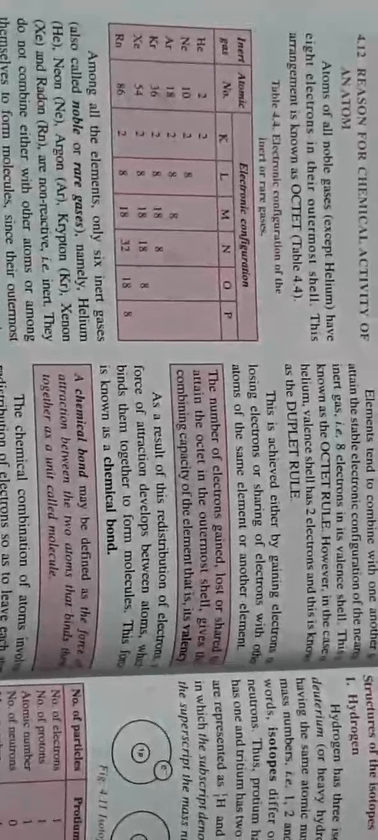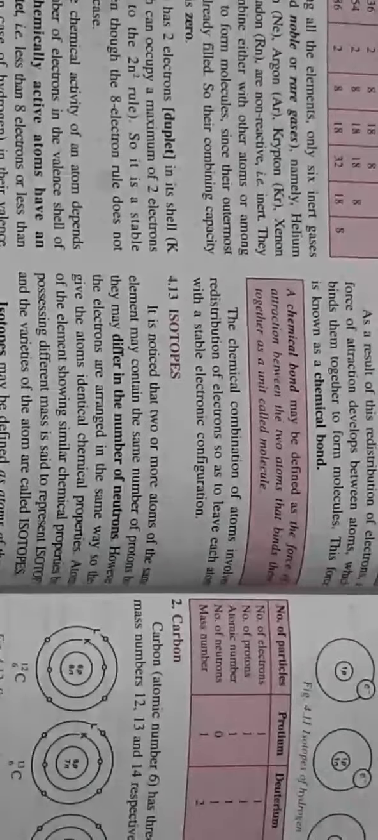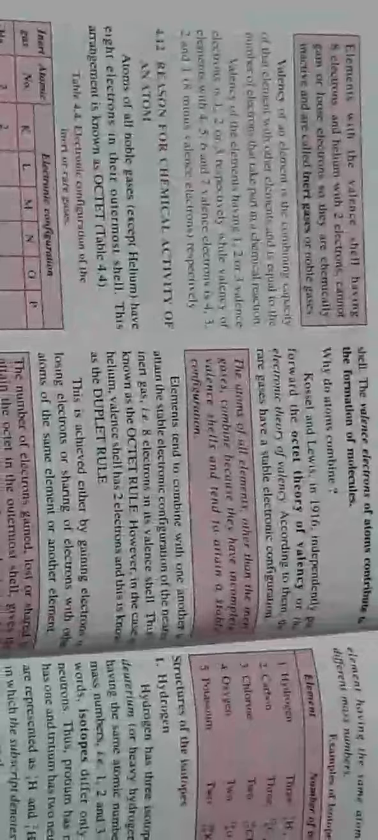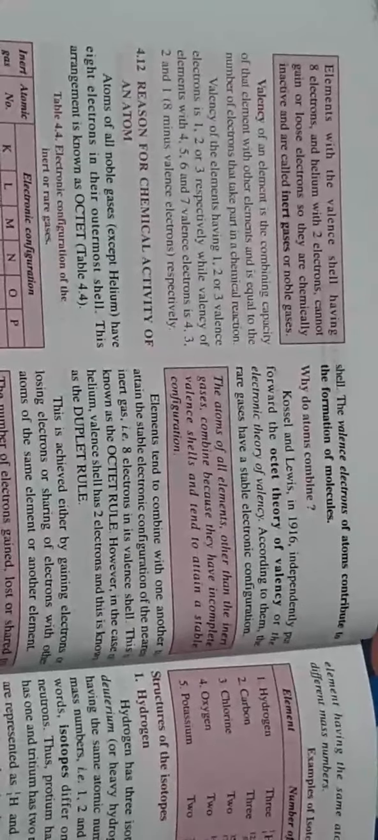When atoms combine with one another, they develop a force of attraction. When two atoms come near to each other, a force of attraction comes, and that force of attraction bringing two atoms together, we call a chemical bond. A chemical bond may be defined as the force of attraction between two atoms that binds the atoms together. So this was the basis for the chemical activity of an atom. I hope you understood the answer to the question, why do atoms combine?